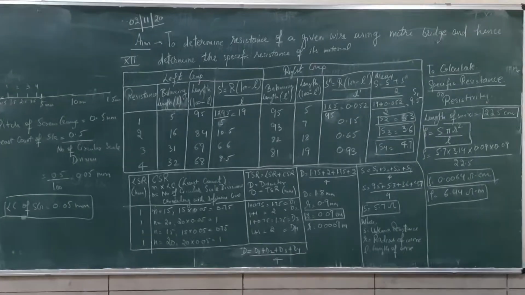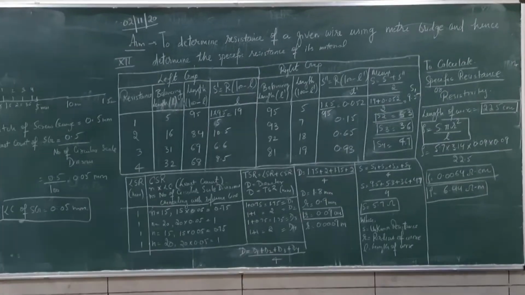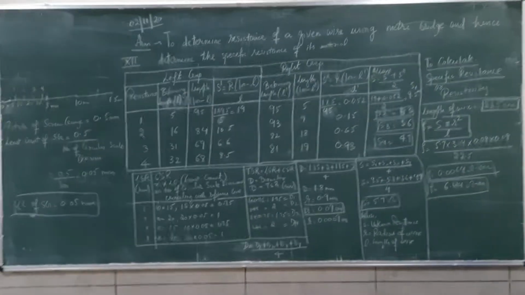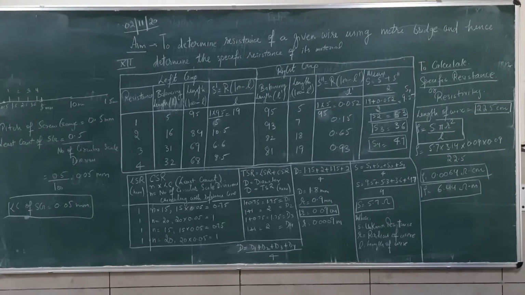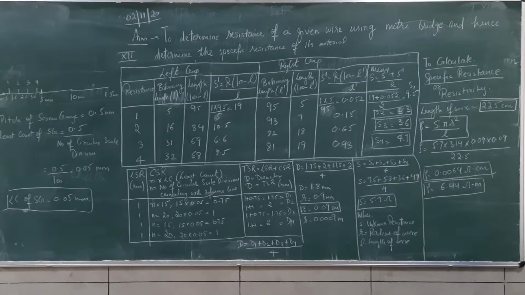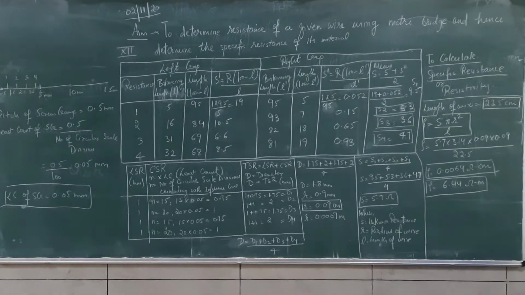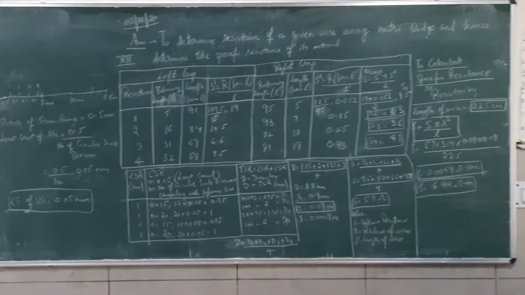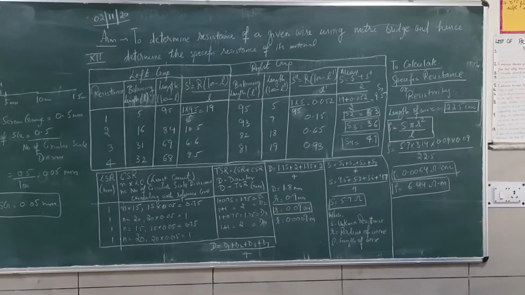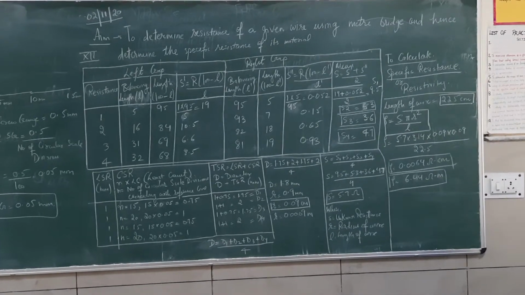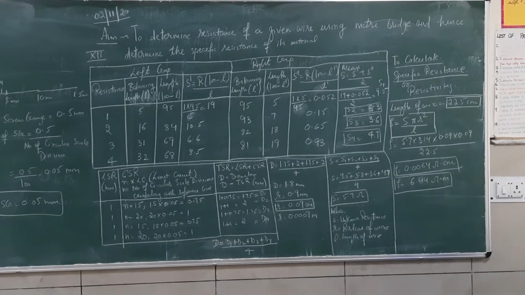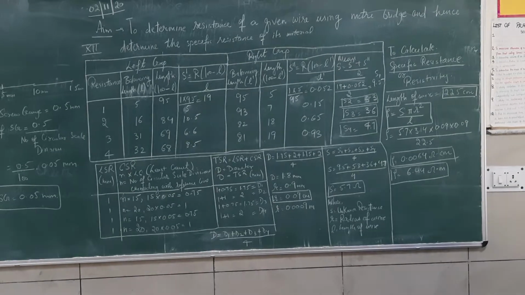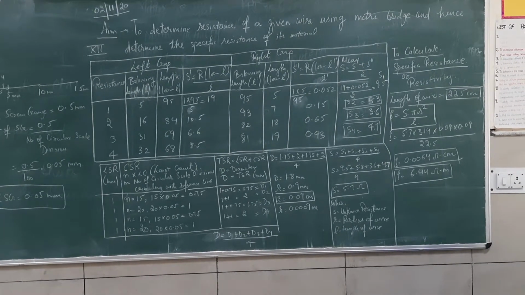Hello students, welcome back. In the first part of the video, I told you the method of how to take readings in the meter bridge experiment. Now students, I will show you the readings which I have already taken from the experiment setup. So again, this is your meter bridge experiment of class 12 to determine resistance of a given wire using meter bridge and hence determine the specific resistance of its material.